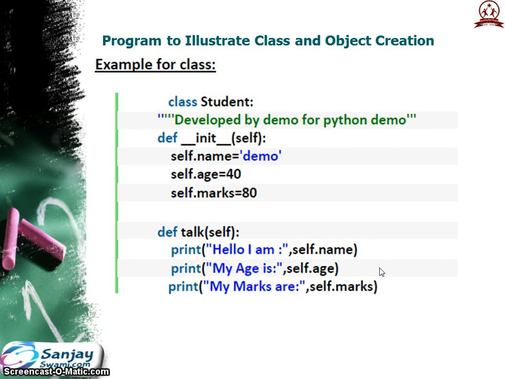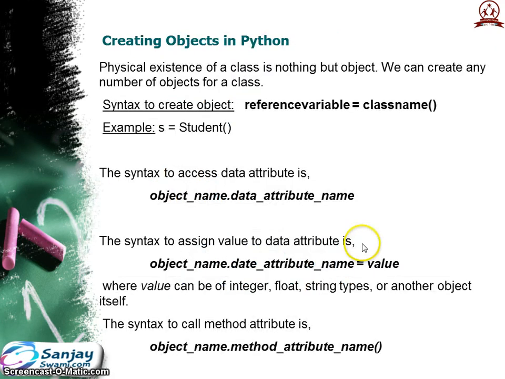Students, please take one more note here, that self should be the first parameter inside the constructor, as well as self should be the first parameter inside the instance method. Let's see how objects are created in Python.